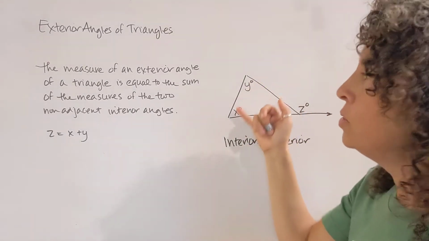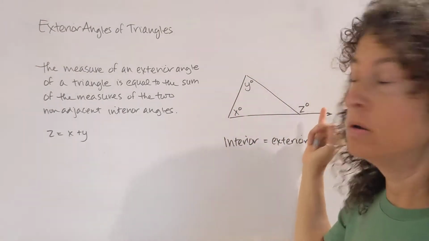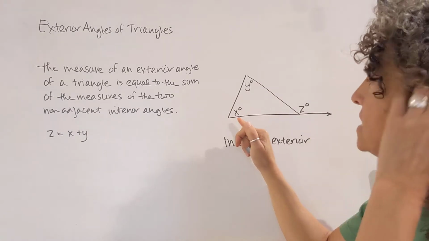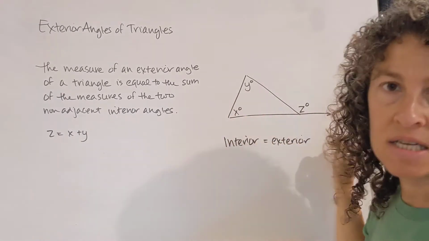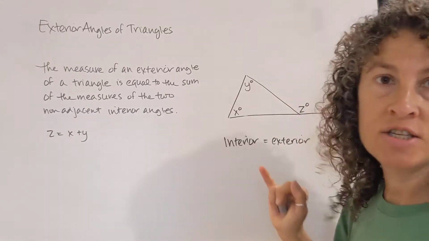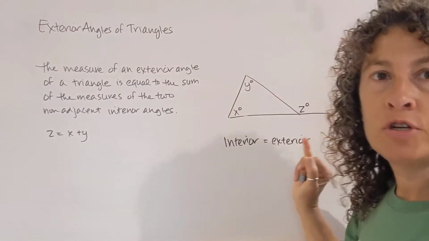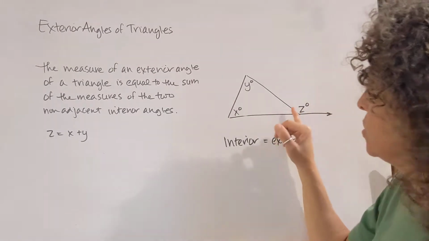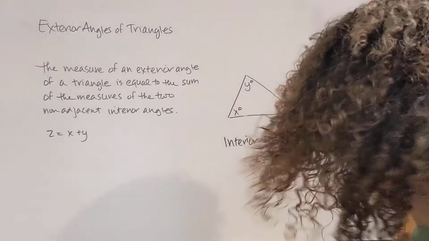So I've got two interior angles. I have an exterior angle that I created by extending one of the sides of that triangle. So I'm extending this here to create an exterior angle. And this is equal to the sum of the two non-adjacent. So it's equal to these two angles that are on the inside but are not touching it.